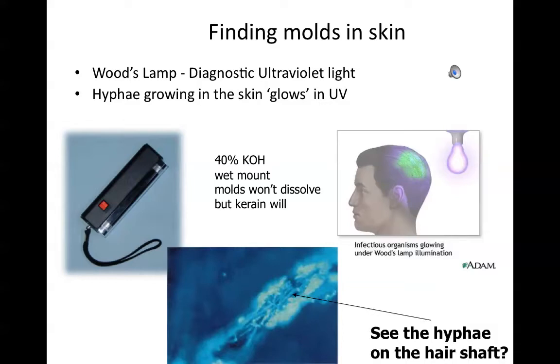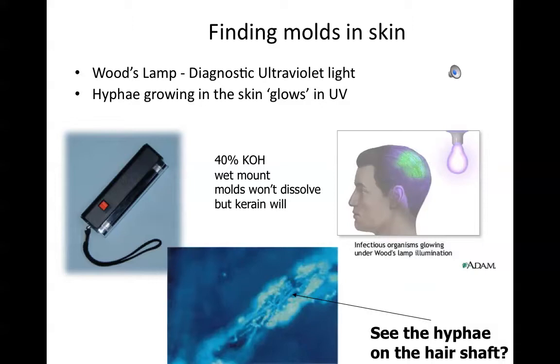Notice in the photo at the bottom, you can almost barely make out the long filaments growing on the hair shaft. In the presence of the UV light, they tend to glow. If you see that glow under the illumination of the Wood's lamp, then you for sure have a dermatophyte infection, and then you can proceed to treat accordingly.